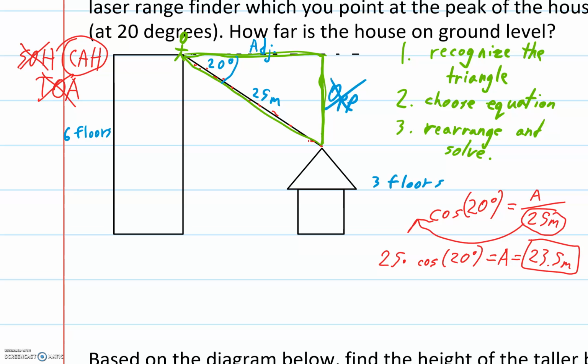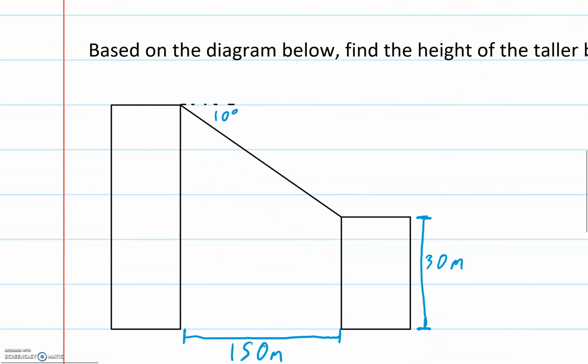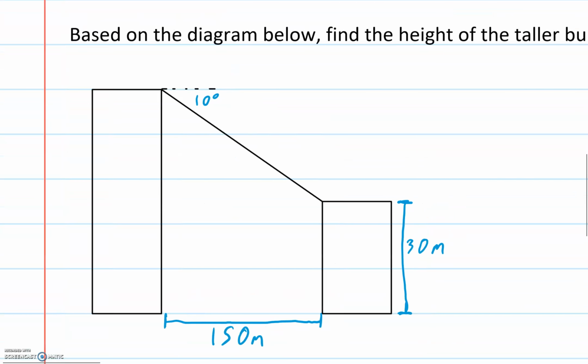So not a huge difference because 20 degrees is not a very steep angle from the rangefinder, but it is a significant enough difference that it's important that you do SOHCAHTOA. So 23.5 meters. So these guys are probably next door neighbors or maybe one house over. Pretty cool. Okay, let's take a look at one more question here.